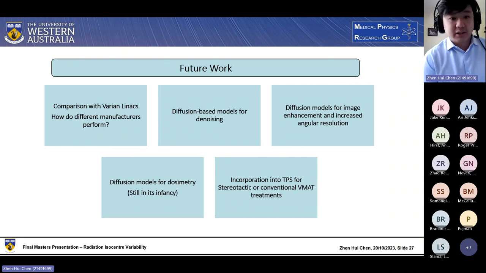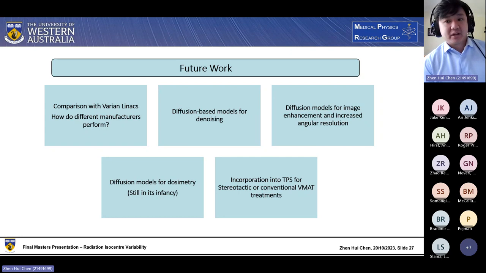Which leads on to the second point. We could use diffusion models for image enhancement and increased angular resolution. To acquire all these images, it took a very long time, and we have to note that these were only in 30-degree increments. If we were to go a bit crazy and want to model the entire arc at each control point, then that would take an insanely long time. And the way around that would be to lower the monitor units, which would decrease the amount of time it takes to get the images. And then the images could be enhanced by a trained diffusion model. And this gives us increased angular resolution, so we know exactly what's happening at every single control point in terms of its sag. And building on further from that, even though it's still in its infancy, diffusion models for dosimetry, since we have image enhancements and denoising, I believe that's potentially something that would be very favorable.